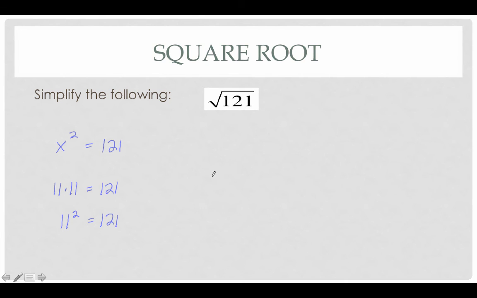And so square rooting works that way too. The square root is the opposite. The square root of 121 gets me back to 11. So there we go. The square root of 121 is 11.